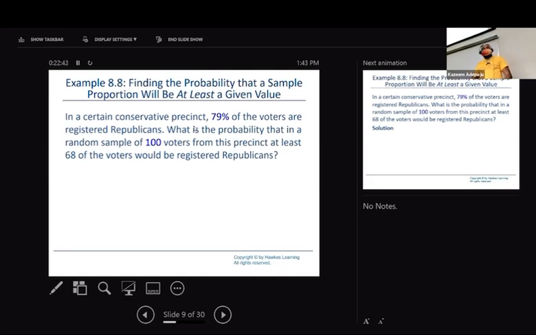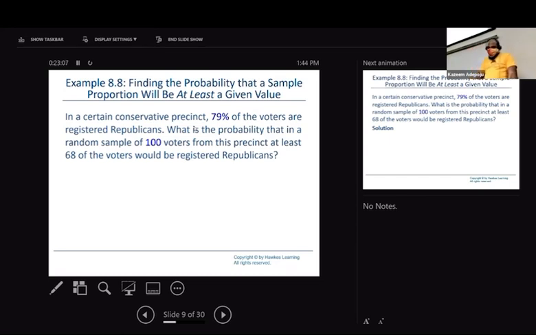Now take a look at this example. In a certain conservative precinct, 79% of the voters are registered Republicans. What is the probability that in a random sample of 100 voters from this precinct, at least 68 of the voters will be registered Republicans?